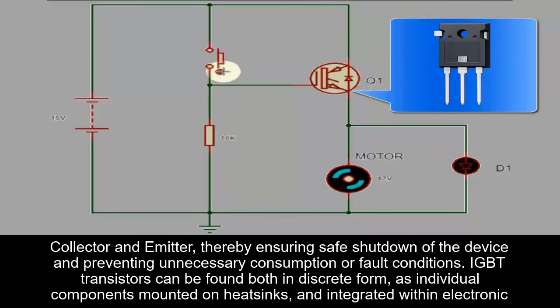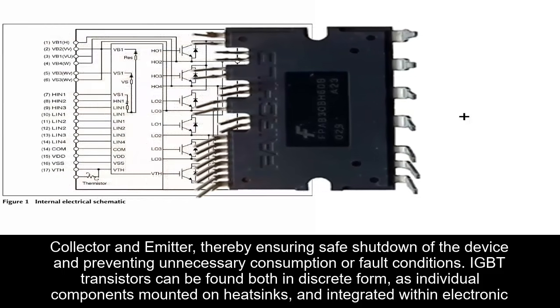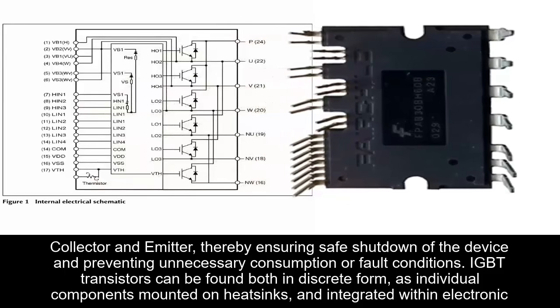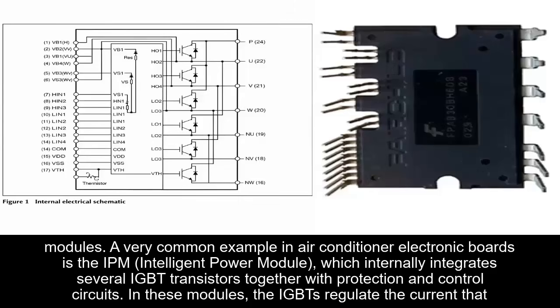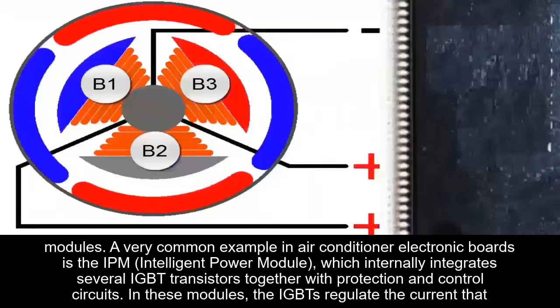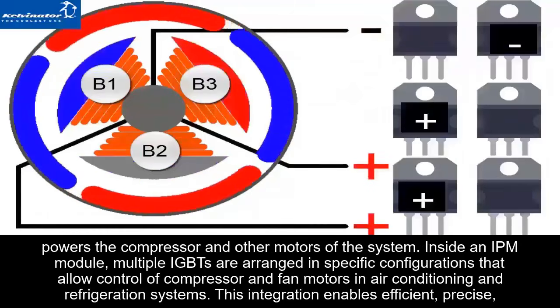IGBT transistors can be found both in discrete form as individual components mounted on heat sinks and integrated within electronic modules. A very common example in air conditioner electronic boards is the IPM, Intelligent Power Module, which internally integrates several IGBTs together with protection and control circuits. In these modules, the IGBTs regulate the current that powers the compressor and other motors of the system.